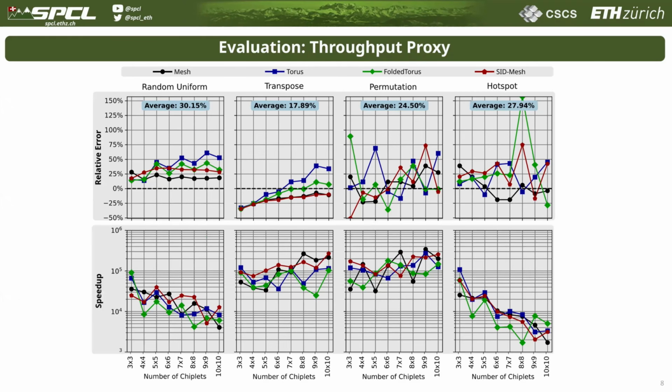The second part here is the speedup. And here we see that we have a tremendous speedup compared to flit-level simulations. So the speedup ranges from over 10,000 times to over 100,000 times, depending on the traffic. So as you can see, to do this high-level design space exploration where simulating all design points is not feasible, for these scenarios, our toolchain is actually very good.